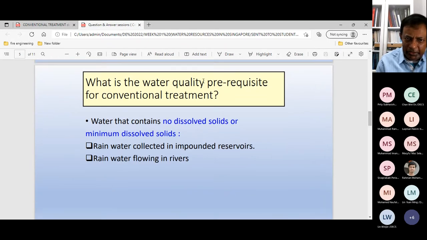What is the water quality prerequisite for conventional treatment? If you are going to use a conventional treatment, what should your water be? The water that contains no solids or minimum dissolved salts. Okay, that is what is required.